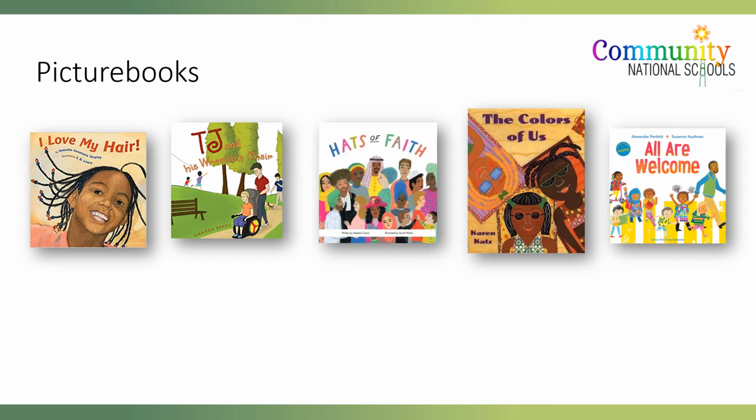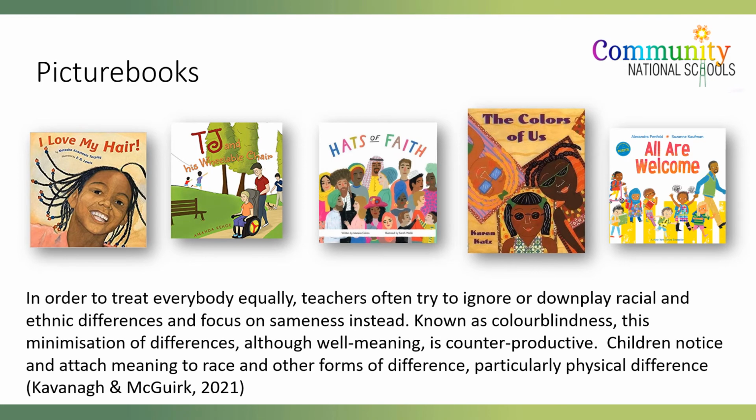Because of the colour of their skin, black children and white children will experience the world in very different ways. Such difference is often downplayed or ignored in schools. In fact, in order to treat everybody equally, teachers often try to ignore or downplay racial and ethnic difference and focus on sameness instead. Known as colour blindness, this minimisation of difference, although well-meaning, is counterproductive.